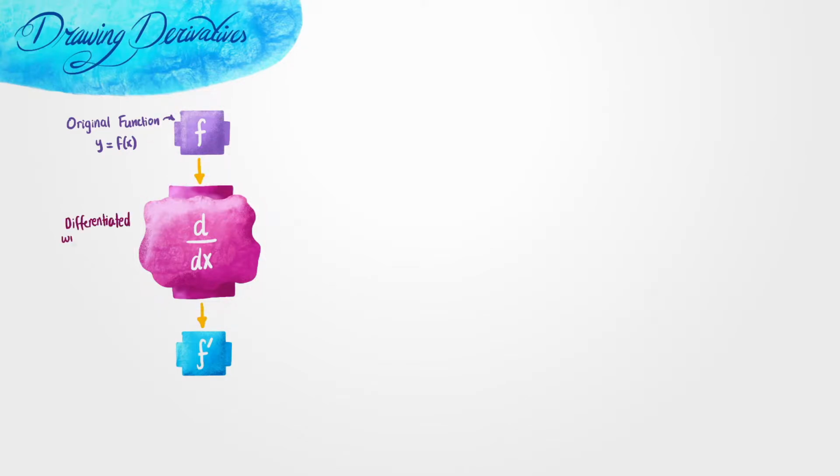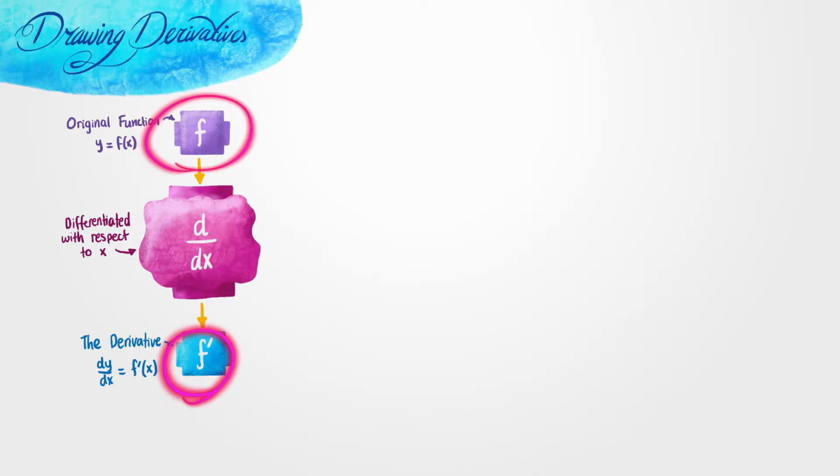Now let's just call the function at the top the original function. As you saw in the animation, this function over here gets fed through this operator, which we call a functional. Because we write this as d on dx, it's differentiating the original function in terms of x. What comes out of the differentiation functional is a new function that we call the derivative. And just to remind you, the derivative gives us the slope of the original function at any given x value.